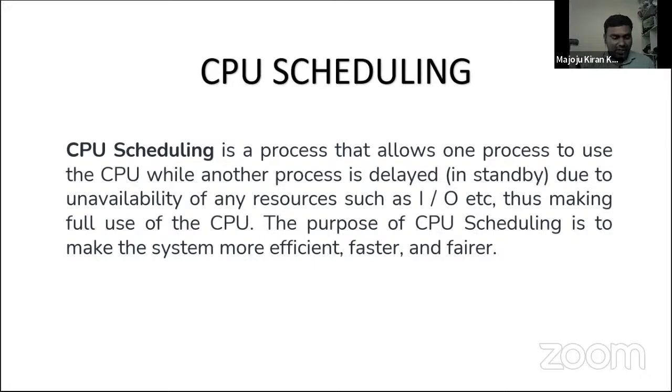The major objective of CPU scheduling is to improve the system performance. That means the productivity can be improved. The system performance will be highly increased by using what? The CPU schedulers and the CPU scheduling process.